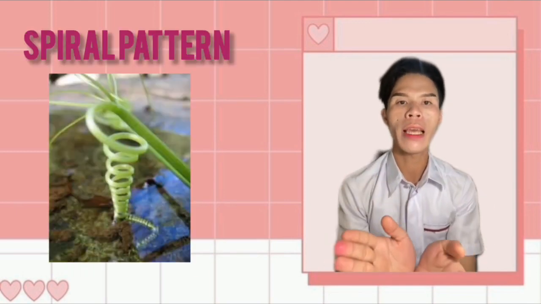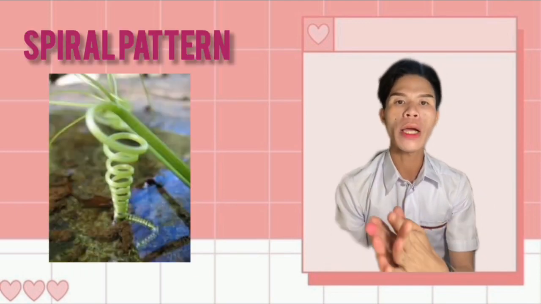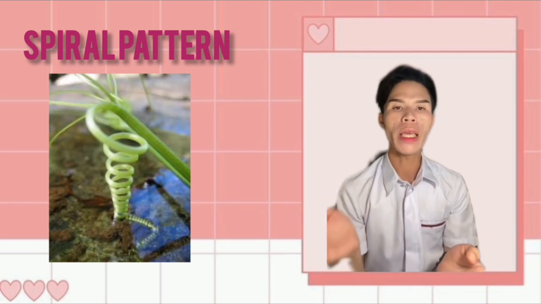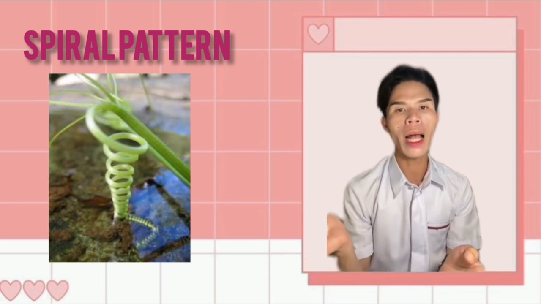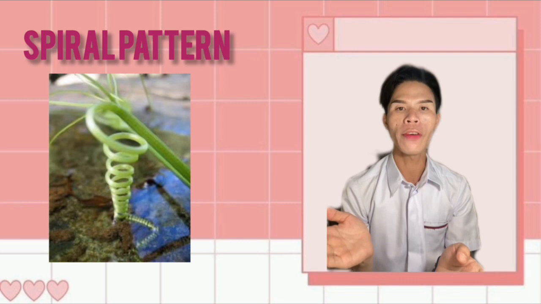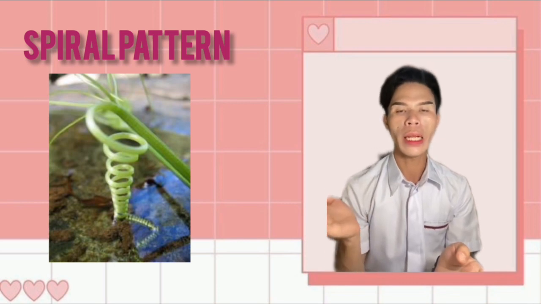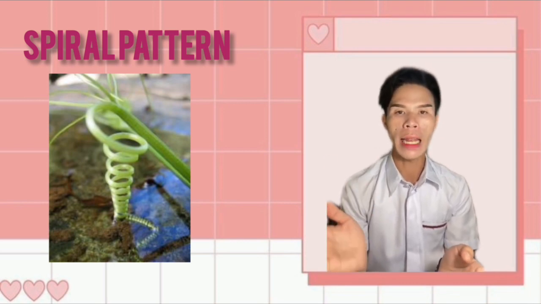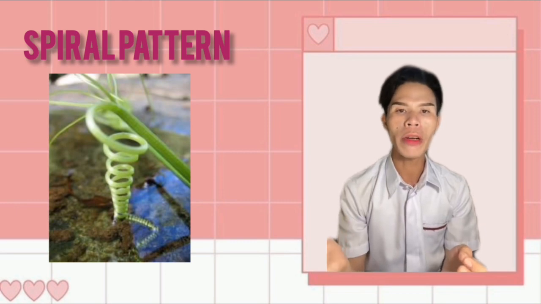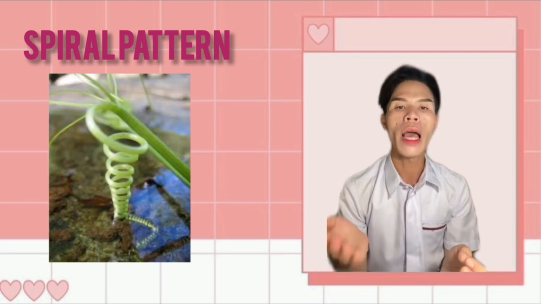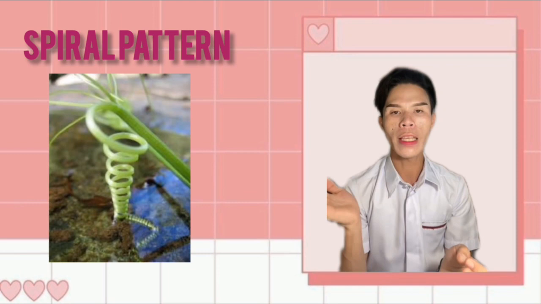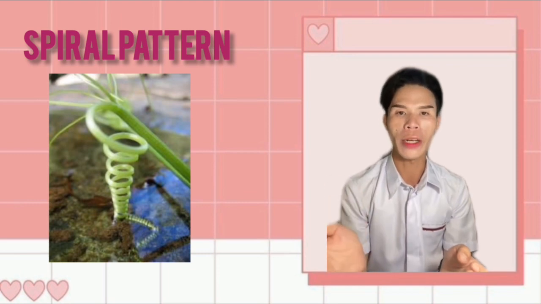A tendril exhibiting helical growth, which is a common phenomenon in climbing plants. This spiral helps the plant secure itself to supports, enabling it to climb upwards towards sunlight. Spirals are curved patterns that revolve around a central point. So this is an example of a spiral pattern.